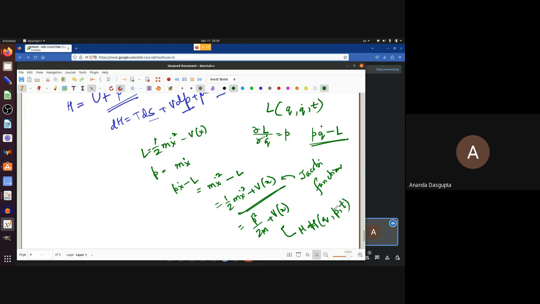And that makes a huge difference. The Lagrangian as a function of q, q dot, t has full information. The Hamiltonian expressed as a function of q, p, t again has full information about the dynamics of the system. This intermediate function that you got here is not the Hamiltonian, despite the fact that it is numerically equal to it.